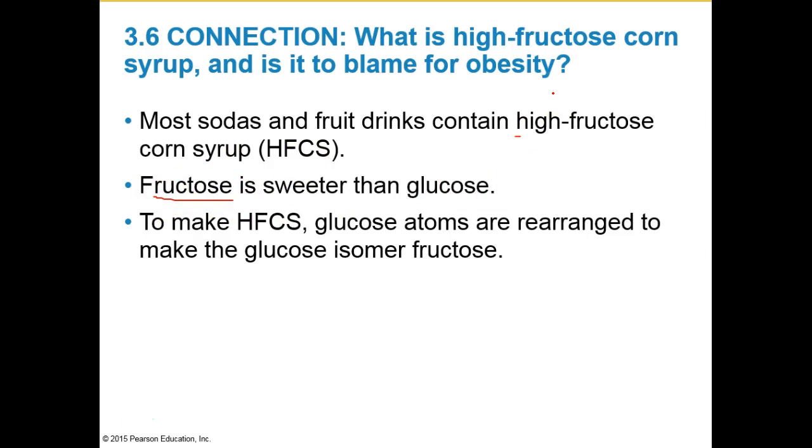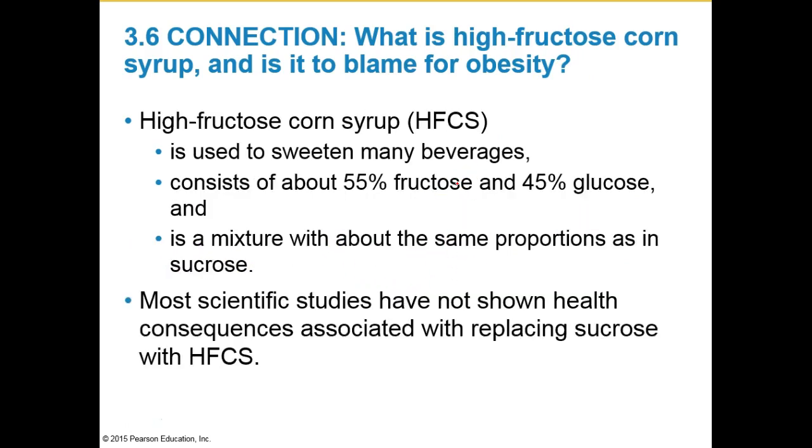But to make high fructose corn syrup, glucose atoms are rearranged to make the glucose isomer fructose. So high fructose corn syrup is used to sweeten all kinds of beverages. Look, I dare you, look at those Peace Teas and tell me there's not high fructose corn syrup in your Peace Tea. I will be very surprised. Surprise me. It consists of about 55% fructose and about 45% glucose, a mixture in about the same proportions as sucrose. So they're trying to get to sucrose, but not. It's kind of faking a sucrose.